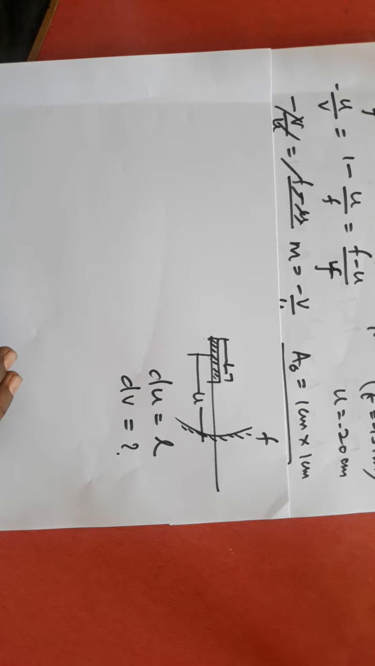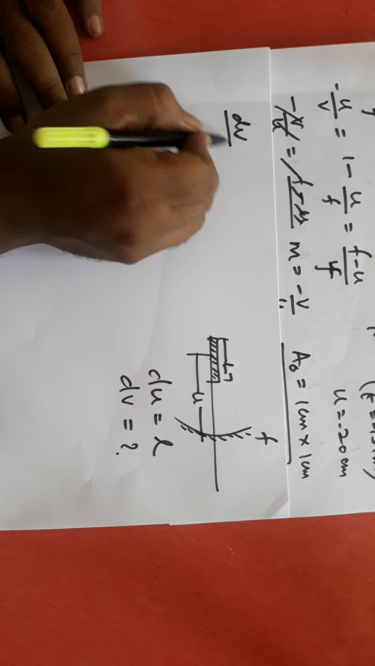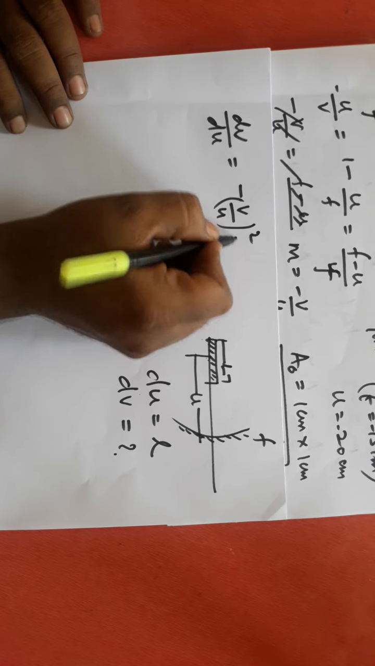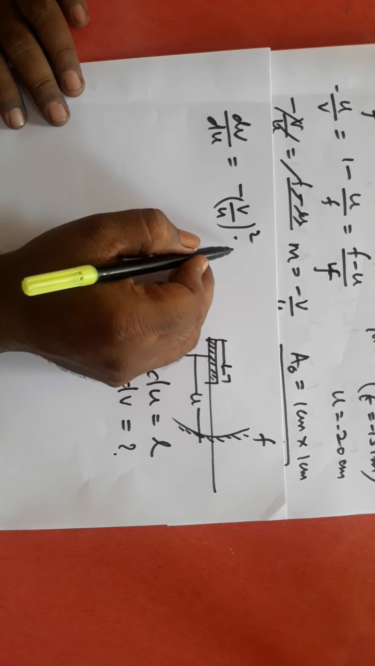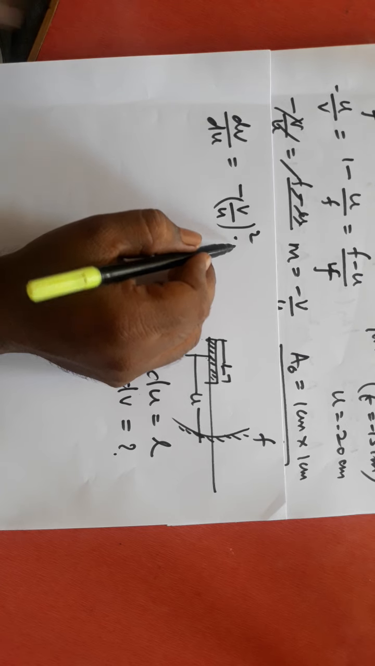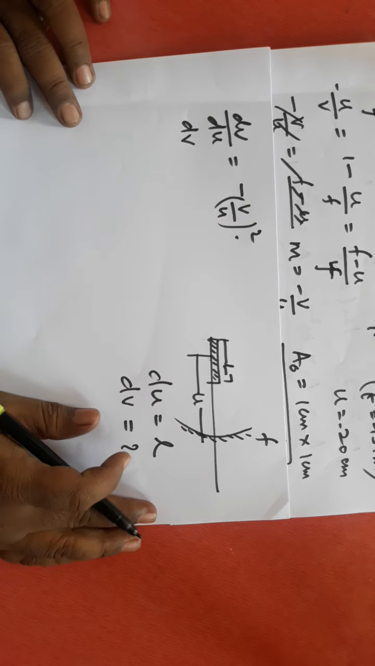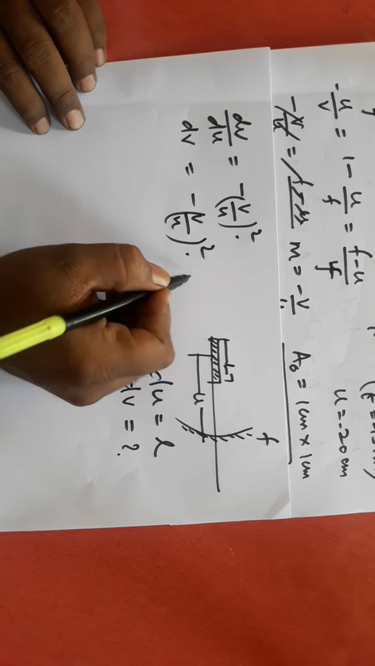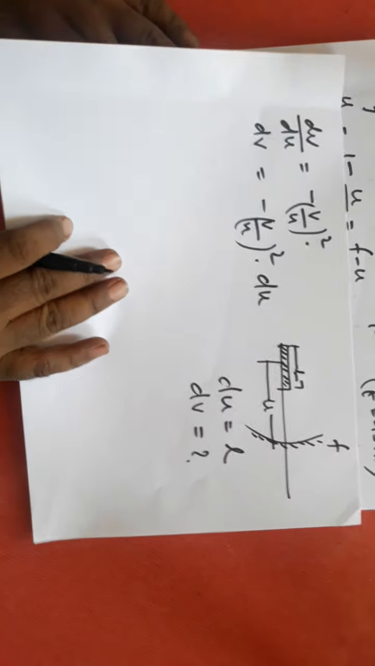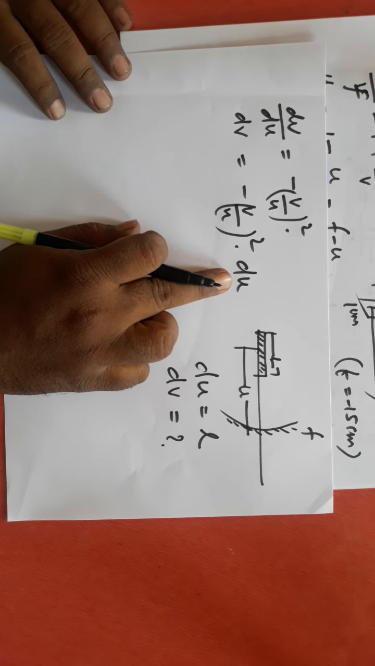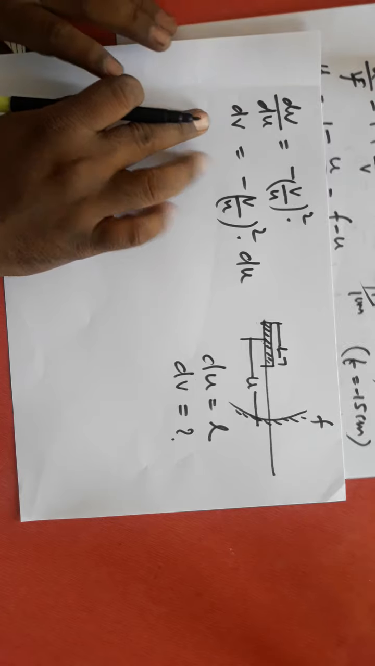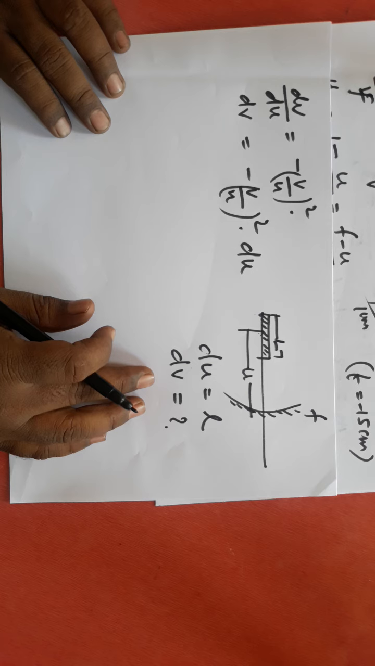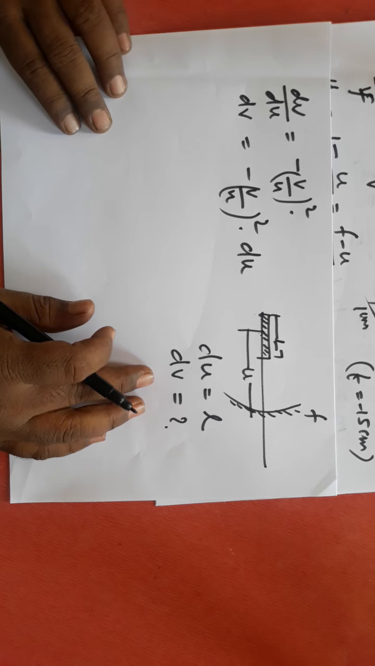Then this we know, dv by du is equal to minus v by u whole square, and dv is equal to minus v by u whole square into du. Du is given as L. I want to find dv. Then first you find v by u, then you will use some sign convention.